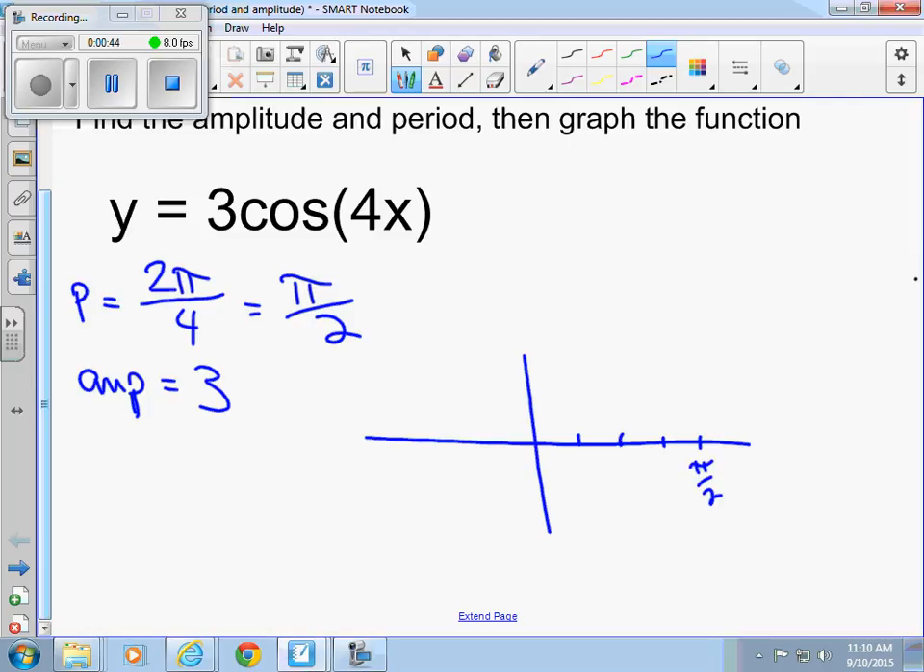Since a period is pi over 2, to make this work nicely, I'm going to make my 4th tick mark pi over 2, because I know the 4 points I have memorized on sine, I can work with those nicely if I make the period a full 4 tick marks. Sine normally starts at 0. This one is no different. It normally goes up to 1. This one, instead of going up to 1, goes up to 3.